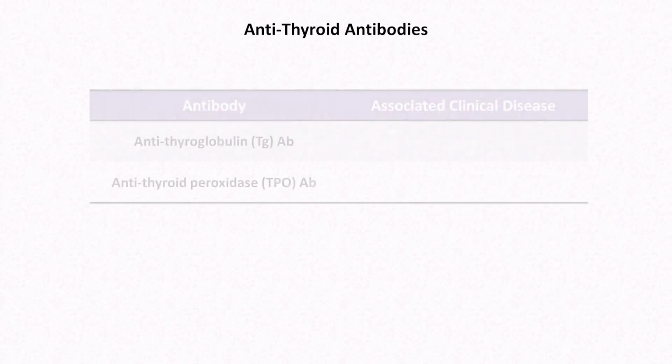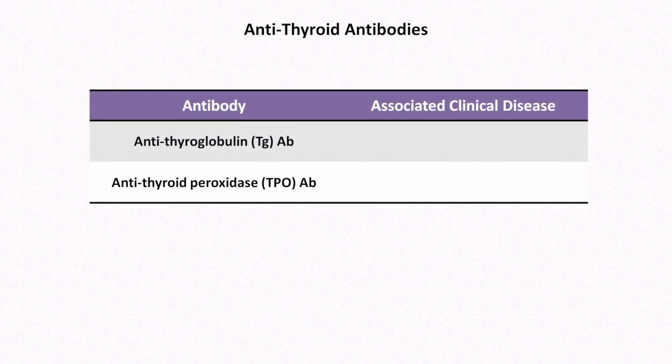I'm going to end the video with a discussion of 3 more tests which aren't technically thyroid function tests, though they are logically included with this topic. These are the anti-thyroid antibodies. The first 2 of these antibodies are anti-thyroglobulin antibody and anti-thyroid peroxidase antibody. Thyroid peroxidase is an enzyme involved in the synthesis of thyroid hormone. At least one of these is seen in almost all cases of Hashimoto's thyroiditis, the most common etiology of hypothyroidism.